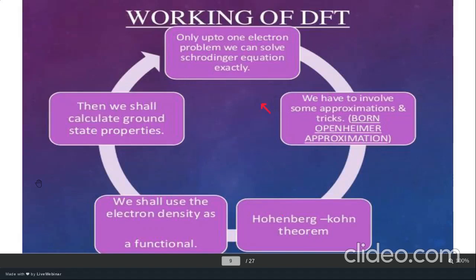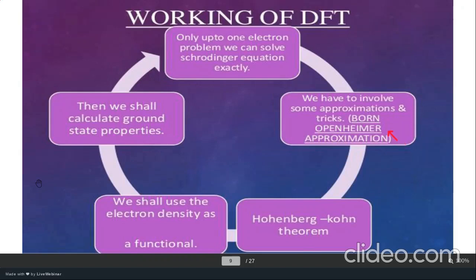Here, how the DFT works. Without this method, only up to a one-electron problem can we solve the Schrodinger equation exactly, as we know. Now we have to involve some approximations and tricks. Here we have involved some approximations to enhance the method of solving the equations. To do this, we involve some tricks like the Born-Oppenheimer approximation.